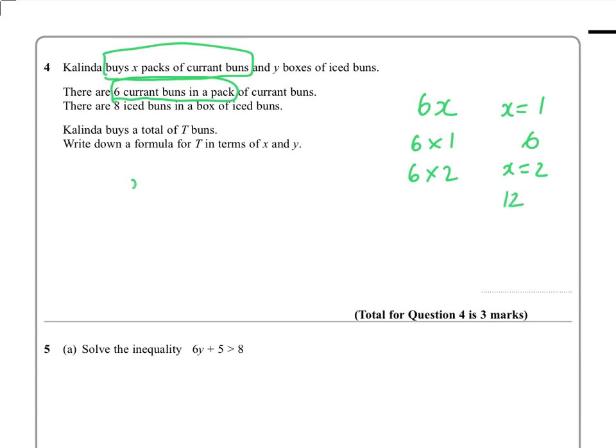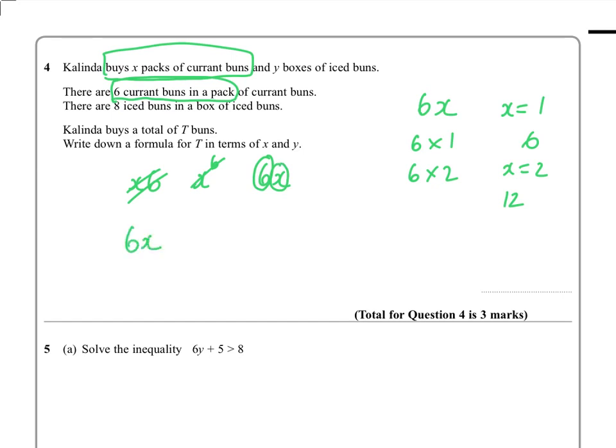So don't be writing things like X6, because that doesn't make any sense in maths whatsoever. Don't write X to the power of 6, because that means X times itself 6 times in a row. You want to write 6X, because that is saying that there's 6 currant buns for every pack. Okay, so that's the first one.